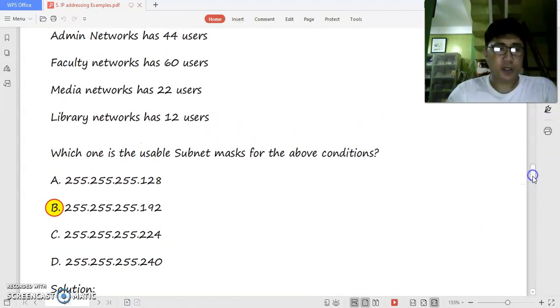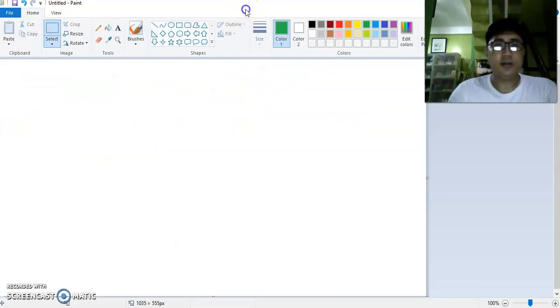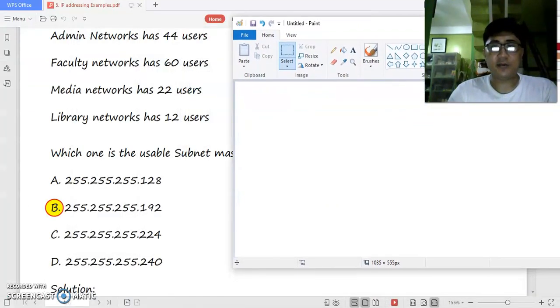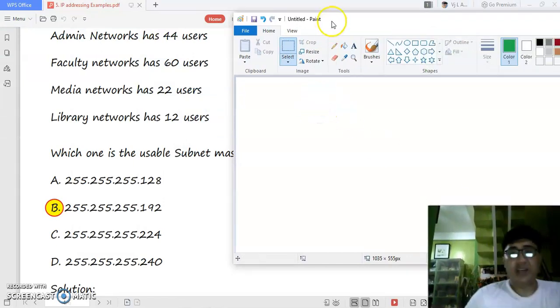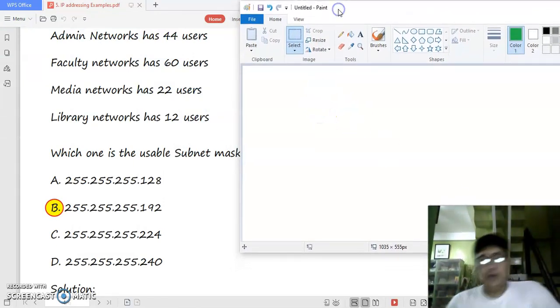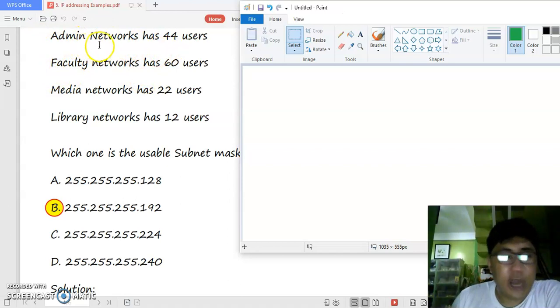Okay, let's understand why. Let me erase this one. Let us understand why the answer is B. So from here, let's look first at how many networks this setup or this company has.